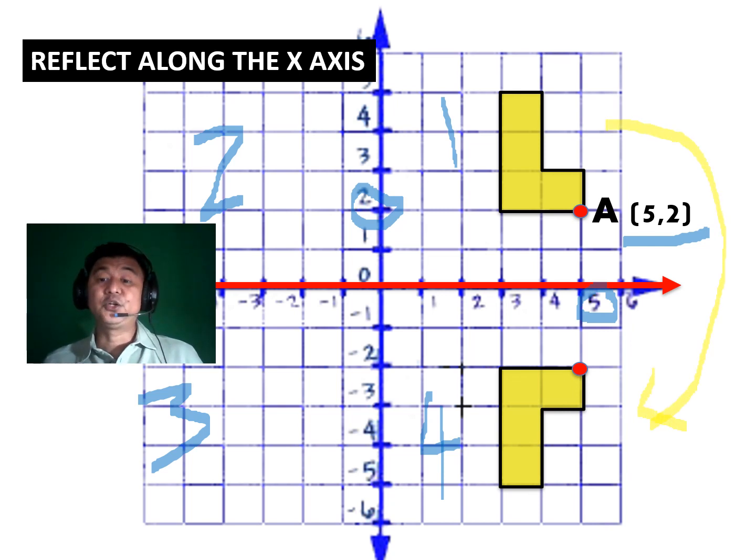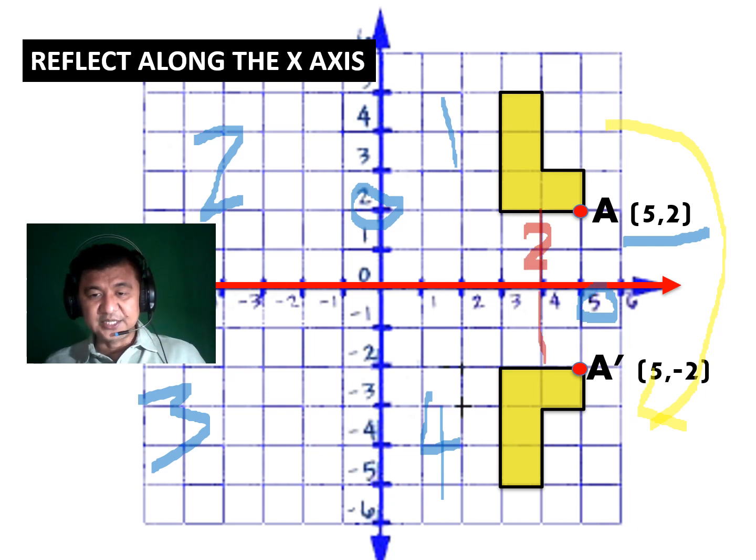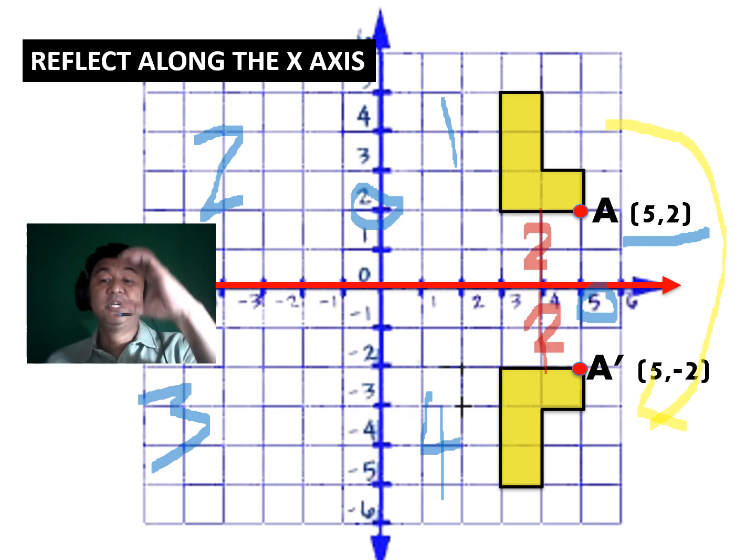All right, but take note of letter A. A before was 5, 2. Now it preserved the 5. Obviously, it's still 5, but it went down, therefore 5, negative 2. 5, negative 2. Again, take note, the distance from the mirror is 2 units. Therefore, on the other side, the distance from the mirror or from the line of reflection is also 2 units. It cannot be shorter, it cannot be farther.